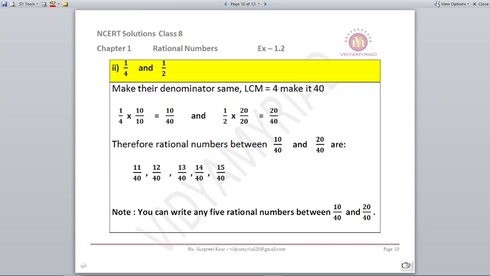1 upon 4 and 1 upon 2. The denominators are different. Take the LCM. The LCM is 4. So here I have made it 40 to make our calculations easier. For 40 it becomes 10 upon 40 and 20 upon 40. So already we have a lot of gap between 10 and 20. We can pick any 5 rational numbers from them.